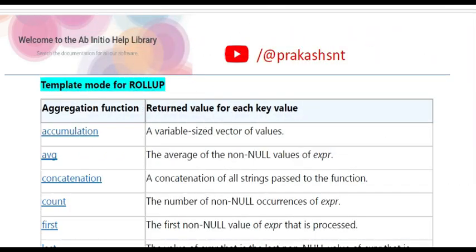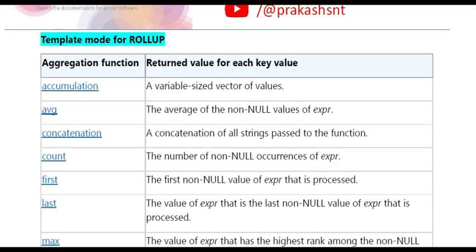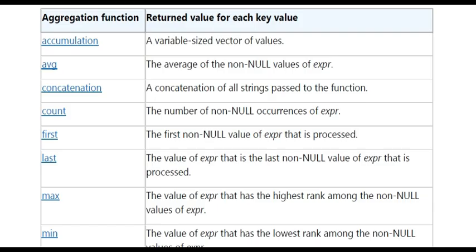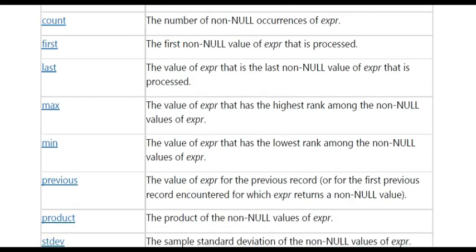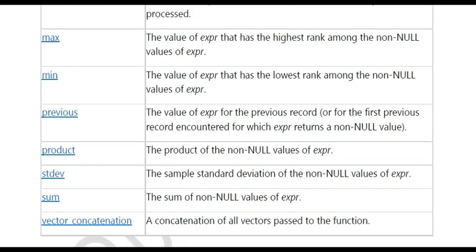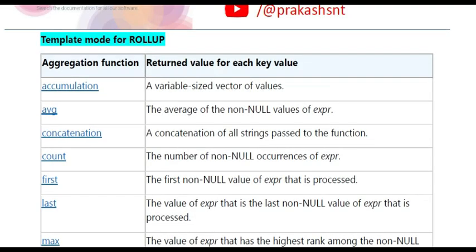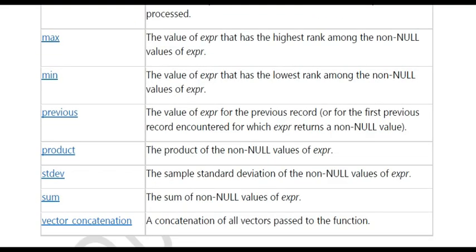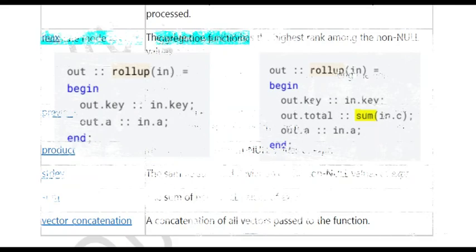So this is how it works. Now we move to the next topic, template mode. In template mode we have a list of aggregate functions: accumulate, average, concatenation, count, first, last, mean, max, previous. These are the aggregate functions we can use here. You can pause the video and go through this.